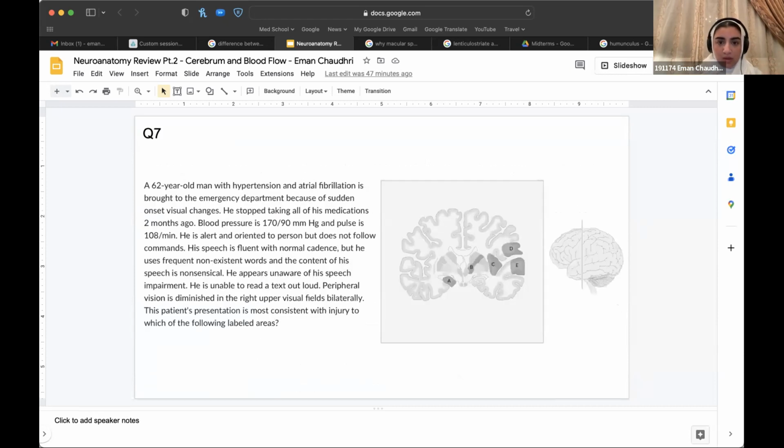Okay. Question 7 is slightly maybe a little bit more tricky, only because you're looking at the brain as if you're looking at it from the front and not from the side normally, like we usually do in other questions.